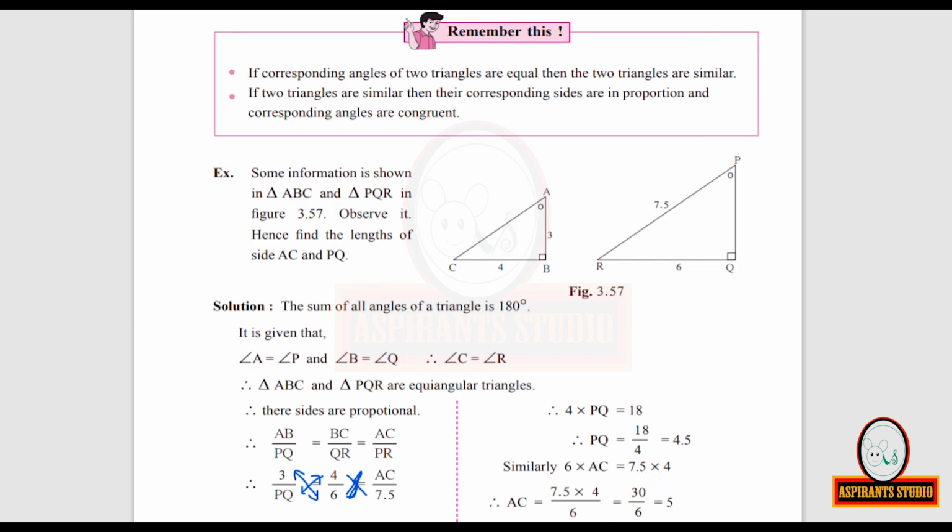So you'll get AC is equal to 7.5 multiplied by 4 upon 6. 7.5 multiplied by 4 is 30. So you get 30 upon 6. 30 upon 6 is otherwise 5, because 6 5s are 30. So you get the value of length of side AC. So you have to write the final answer like this. Length of side AC is equal to 5 and length of side PQ is equal to 4.5.